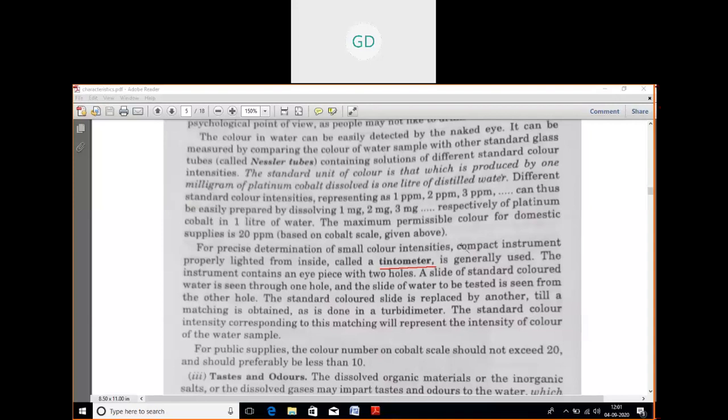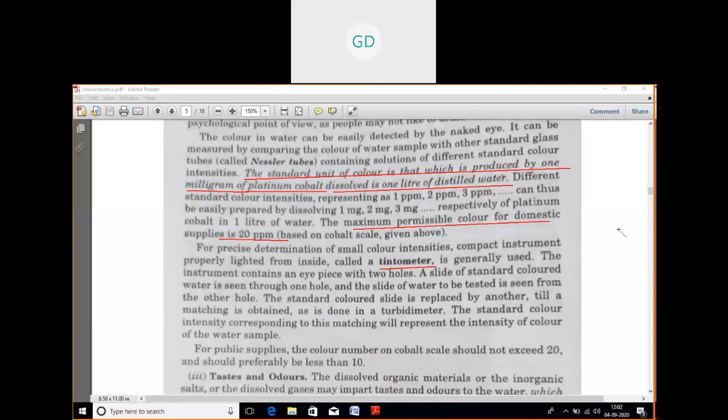The maximum permissible limit for color for domestic supplies is 20 ppm. 20 ppm is the permissible limit for domestic purposes. And one more thing: like we learned in turbidity that the silica scale is used, for color the platinum cobalt scale is used. You can write down this line later: the standard unit of color is that which is produced by 1 milligram of platinum cobalt dissolved in 1 liter of distilled water. Same line as turbidity, but here instead of the silica scale we use the platinum cobalt scale. Just remember like this.